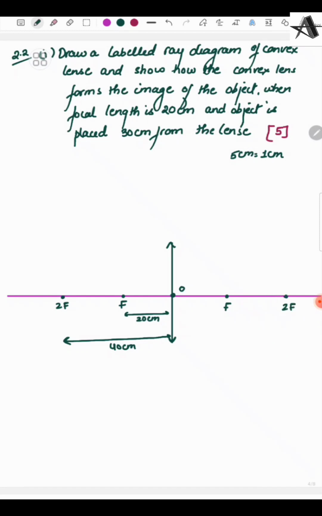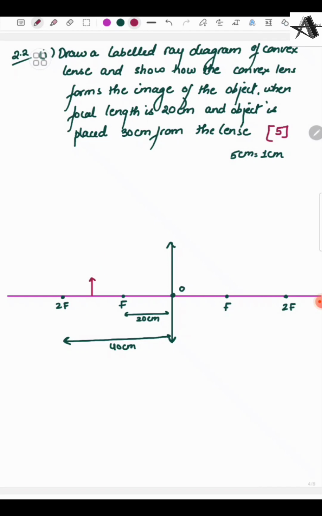What it says, an object is placed. They haven't mentioned height of object, so it's totally on us which length we want to take. The object is placed 30 centimeters from the lens. 30 centimeters clearly means it's between 2f and f and just at the mid of it. So I'm drawing the object which is here. This is my object.